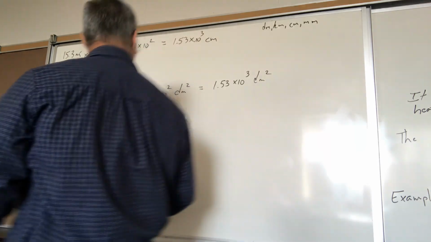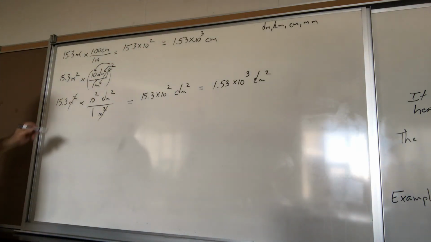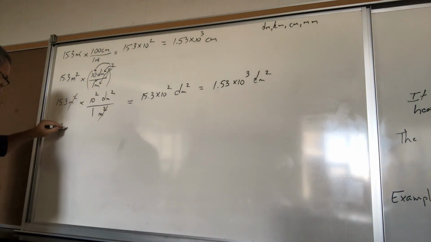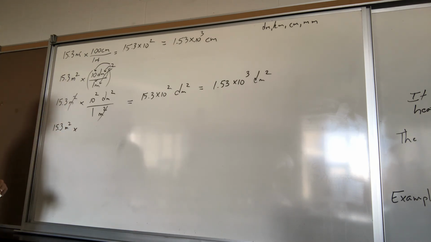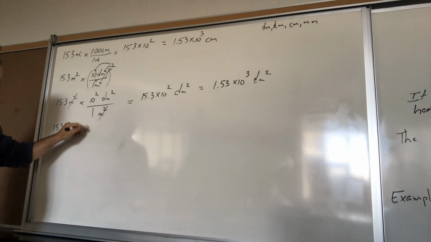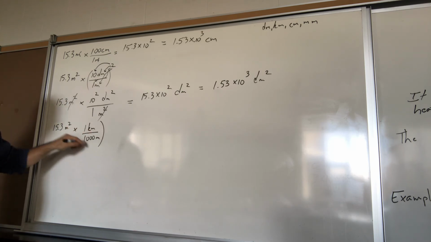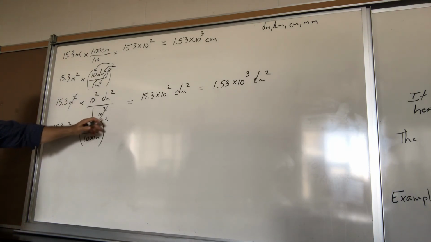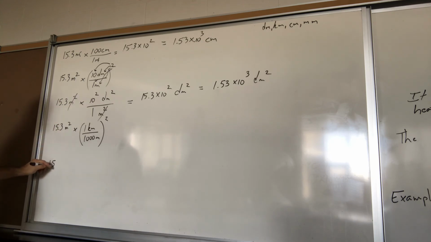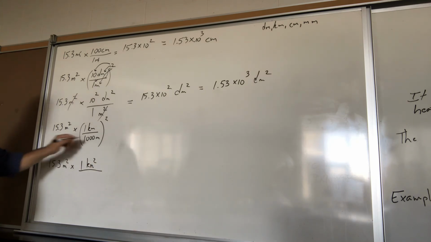All right, the next one is kilometers. I want to convert 15.3 meters squared to kilometers squared. I know that there's 1 kilometer for every 1,000 meters. But our conversion factor has to be raised to the power of 2, because it's length times width, right? So let's rewrite this conversion factor with the 2 distributed in there. So you could get 15.3 meters squared times 1 squared, which is still 1, kilometers squared, over 1,000 squared.